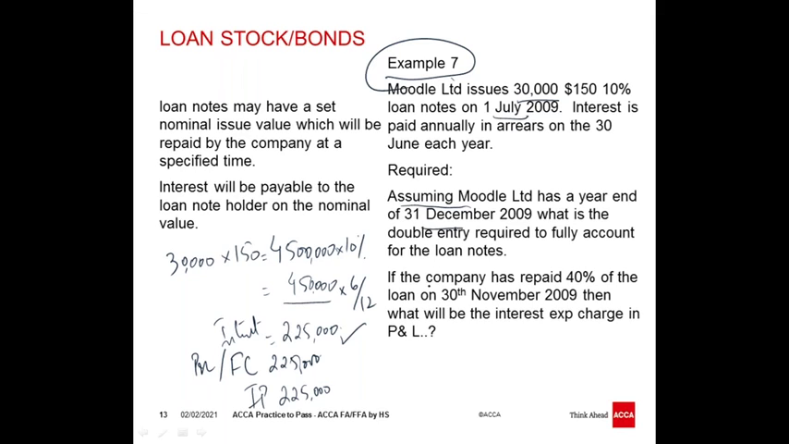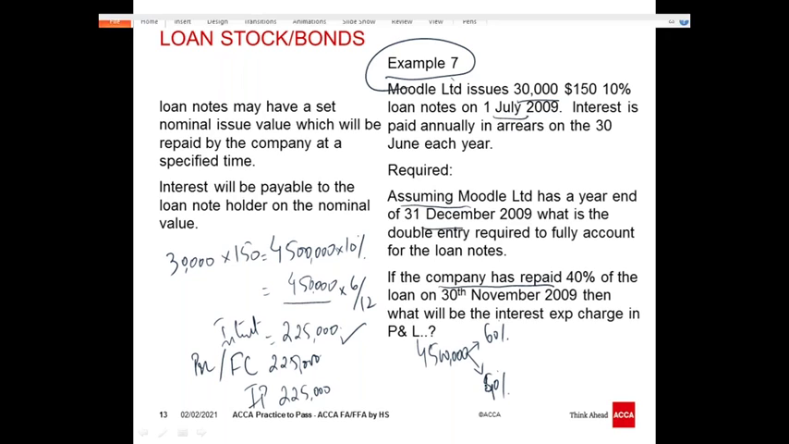Now, the question says the company has repaid 40% of the loan on 30th November. What does it mean? It means that the company has retained 60% of the loan. For the 60% loan notes, you have to pay the interest for the 6 months. And for the 40% loan, you have to pay the interest for the 5 months, because it was repaid just 1 month before the year end. So therefore, you have to calculate.